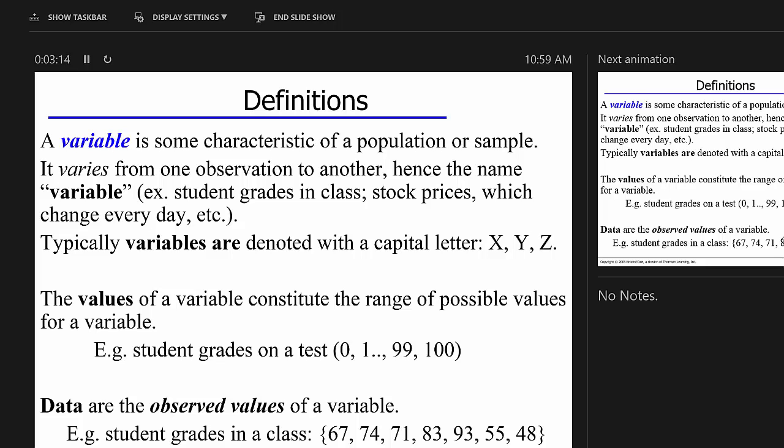Specific values observed in the class are data. So the entire population of all students who took BUSN 231 over the course of the history of CNU is the population. At the end of this semester, I'm going to give grades to just 7 of you, so we're going to observe 7 specific data values. So data is values of the variable that we actually observe.